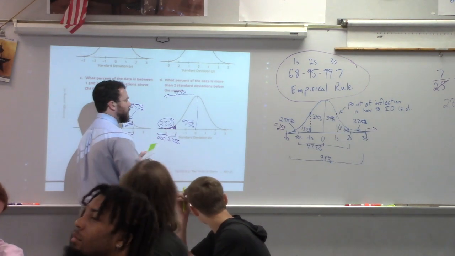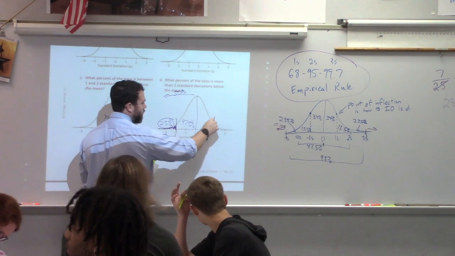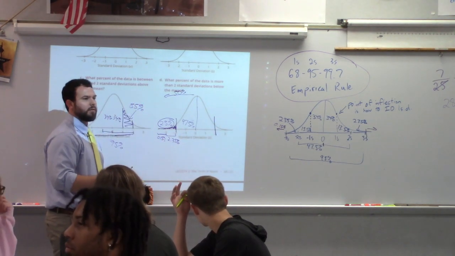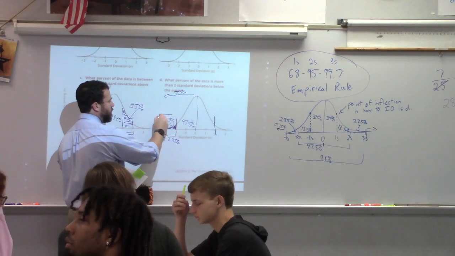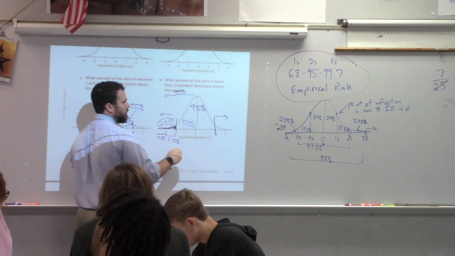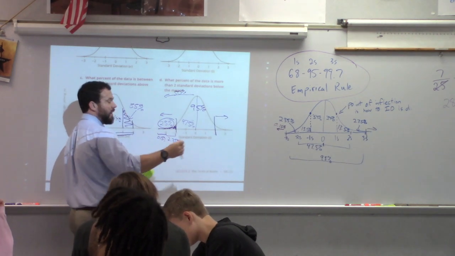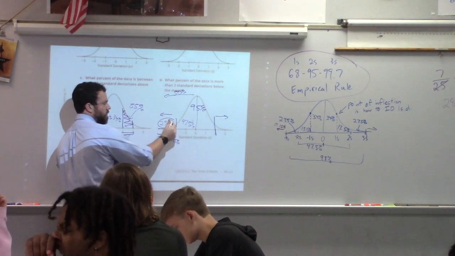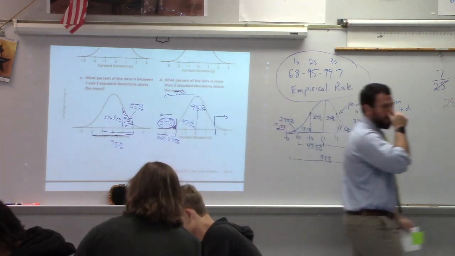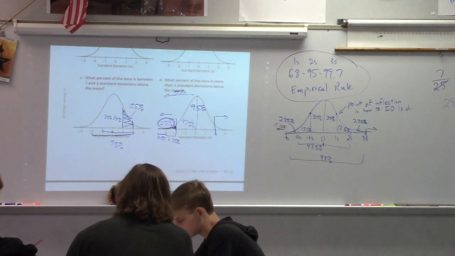Again, another thing to keep in mind is what percent is in between -2 and 2? 95%, which means what's remaining on these tails if 95% is in the middle? 5%. But if I split that 5% in half, I get that 2.5%. There's lots of ways to see it, okay? You just need to be able to figure out how to get there.